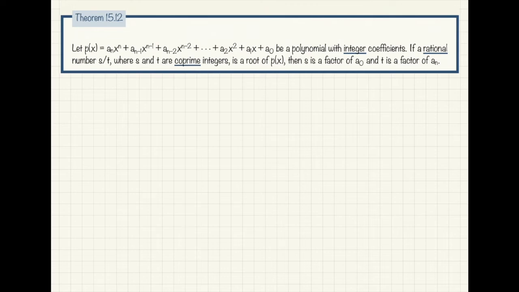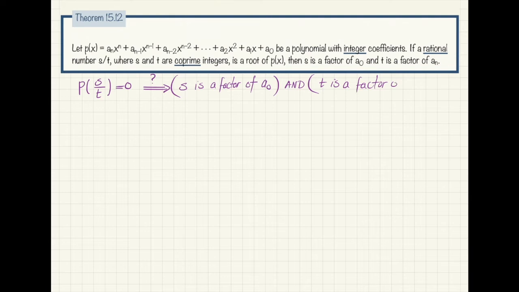So if in this polynomial p of s over t is 0, I want to prove that s is a factor of a0 and t is a factor of an. This is what we want to prove.